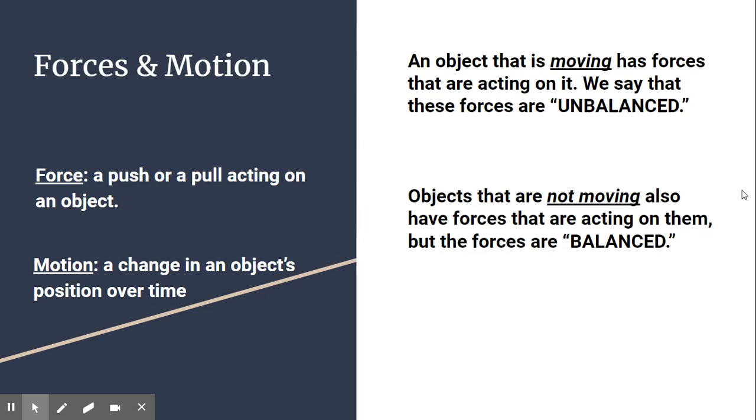But objects that are stationary or are not moving also have forces acting on them, but they're balanced in opposite directions. Just like if you had a perfectly balanced tug of war team, the rope would not be moving because the forces on each side of center are balanced. So moving objects have unbalanced forces. Stationary or not moving objects have balanced forces. If you understand these basic principles about force and motion, then you're ready to take a look at Newton's first law of motion.